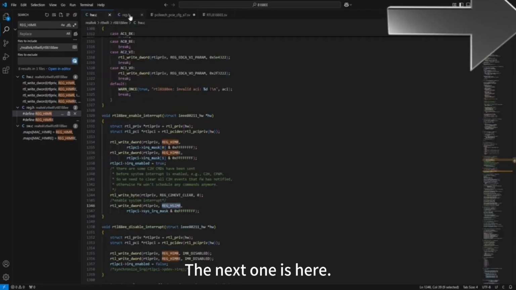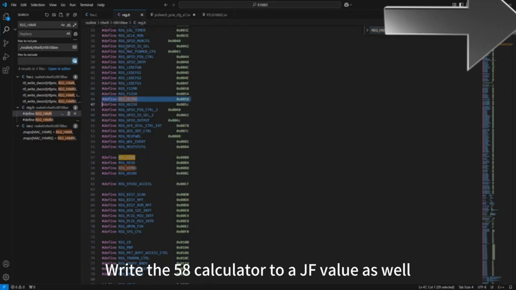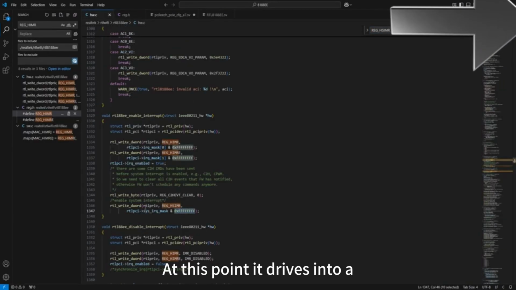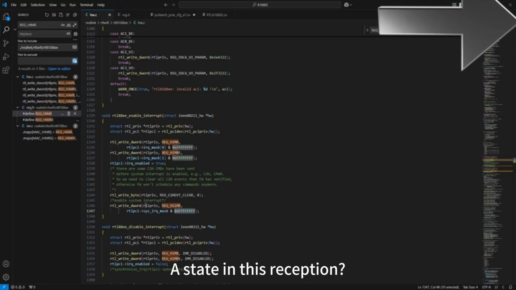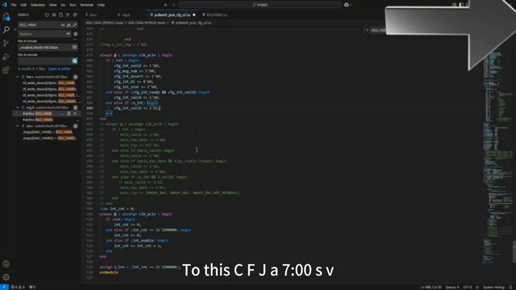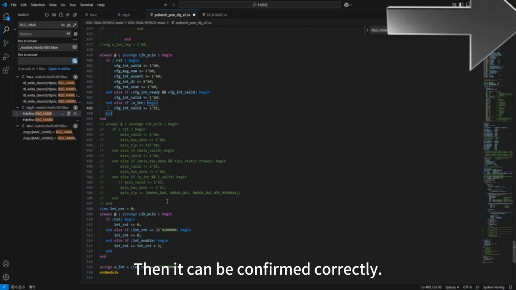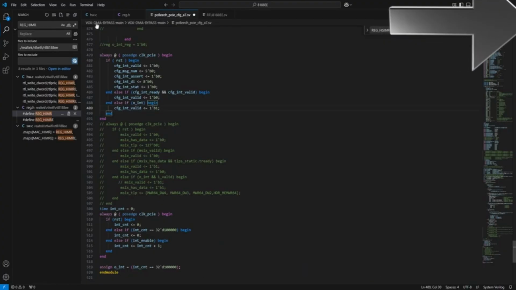The next one is here. Write the 58 calculator to a JF value as well. At this point it drives into a state in this reception. Then we use this open source method to this CFJS 7 o'clock SV. Here we send it here. Then it can be confirmed correctly. You can receive the shipment correctly.